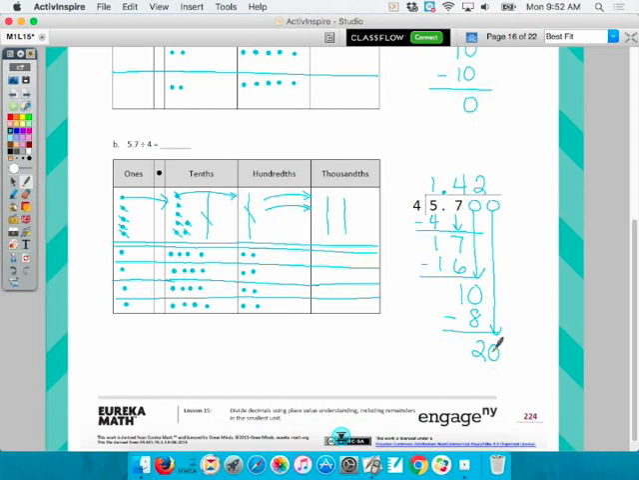What multiple of 4 is closest to 20? 4 times 5 equals 20. So 20 is my multiple. 4 times 5 equals 20.